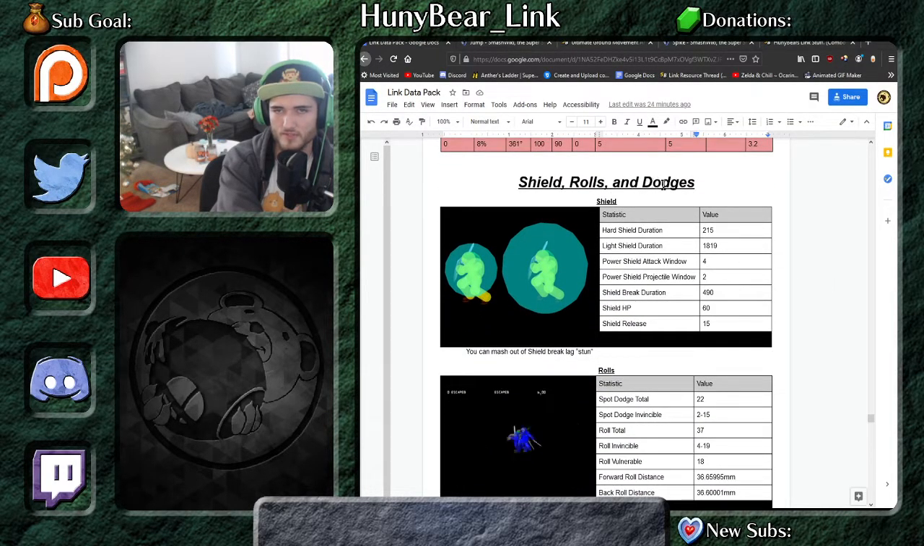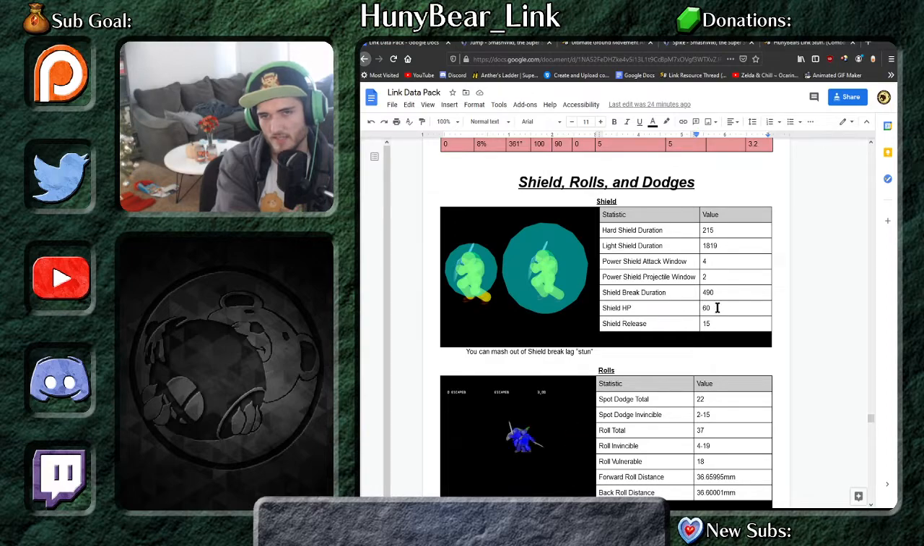Shields, rolls, and dodges. Hard shield duration is 215 frames prior to it breaking. Light shield duration is 1,819 prior to it breaking. Power shield attack window is 4. Power shield projectile window is 2. The power shield window for this is a little green box inside of that, and you have to hard press it. So you have to do a digital press, not an analog. Shield break duration is 490 frames of you being dizzy.